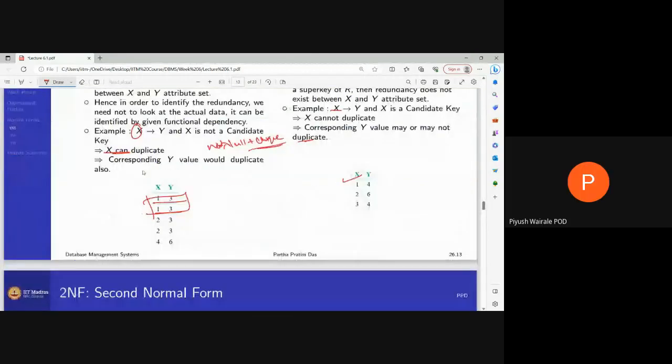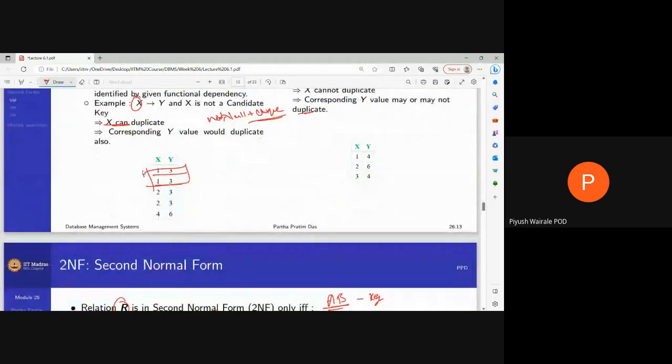Yeah. So at the start of the session, I discussed one example, right? We have one relation R where A, B, C, D, E are the attributes, and we have a functional dependency set: AB determines C, B determines D, and D determines E, right? If we calculate the closure here, CDE, AB is a candidate key.